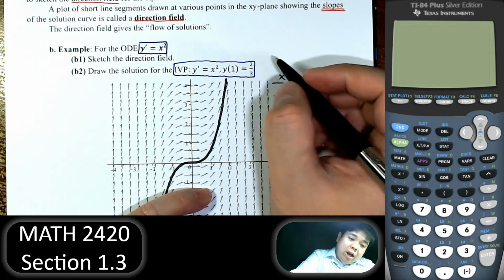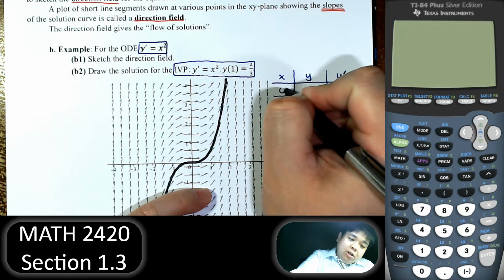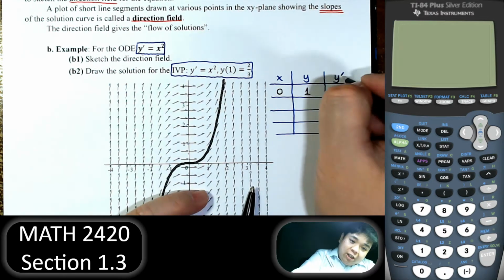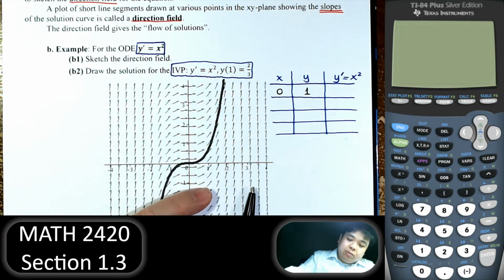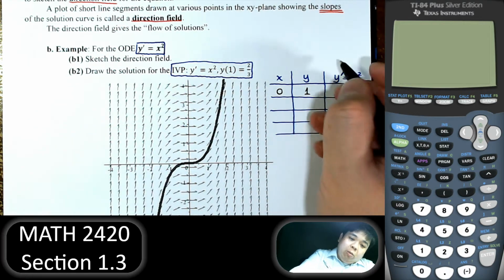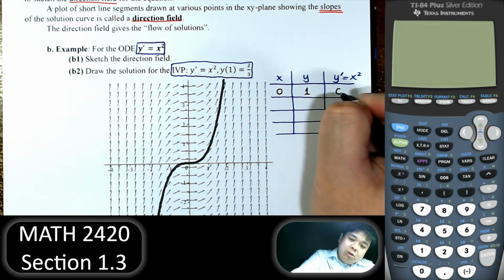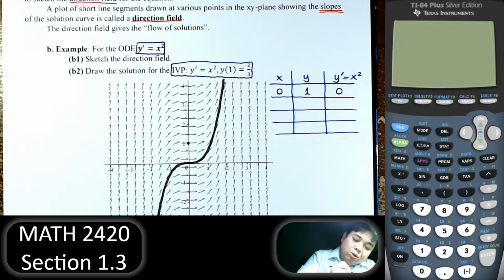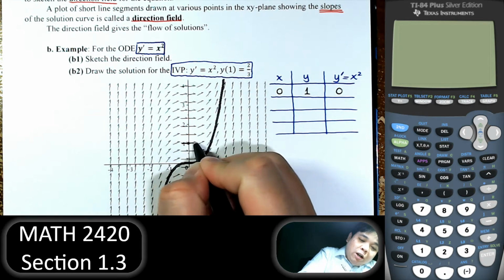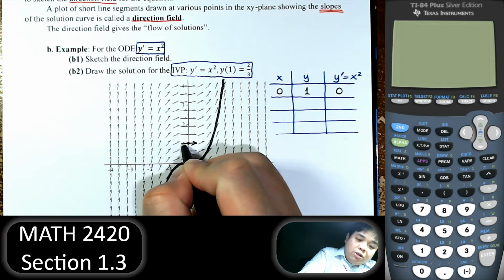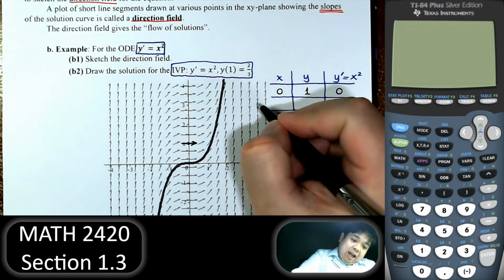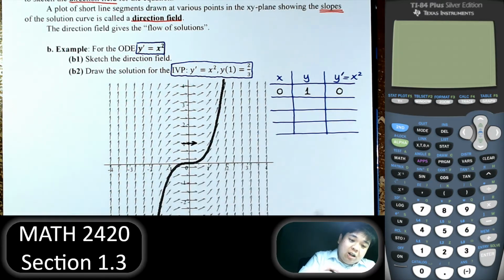For example, when x equal to 0, y equal to 1, y prime is equal to x squared. So y prime equal to 0 squared, so that is equal to 0. So at the point x equal to 0, y equal to 1, the slope is equal to 0, which is a horizontal line. So draw the slope like that. Next, like I said, I will do that for every single point, and that's exactly what we come up with.